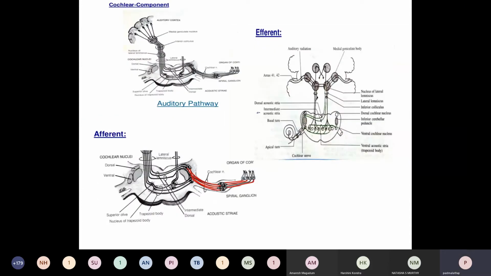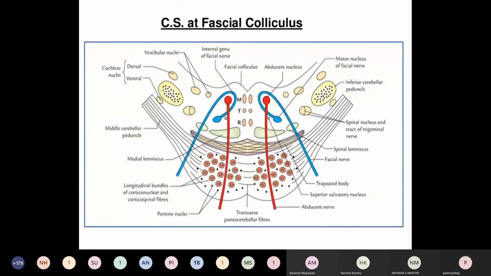So this is a picture to show the formation of the trapezoid body here. These are the cochlear nuclei, which cross towards the opposite side and reach the superior olivary nucleus. Now to summarize the section at the facial colliculus.